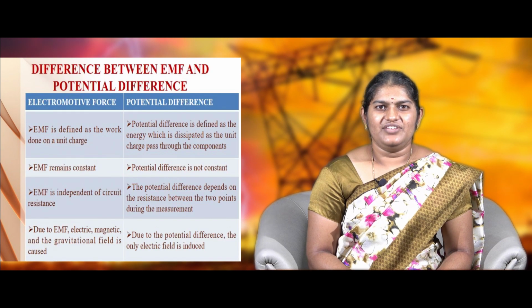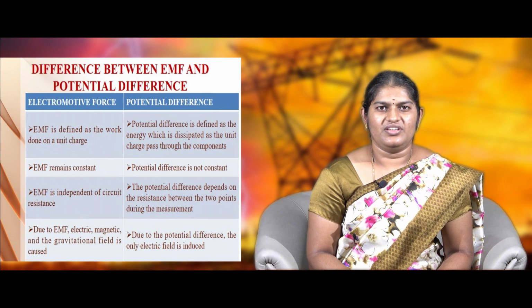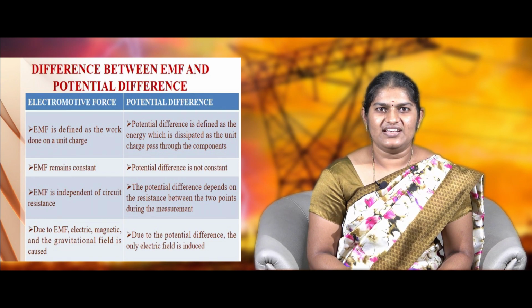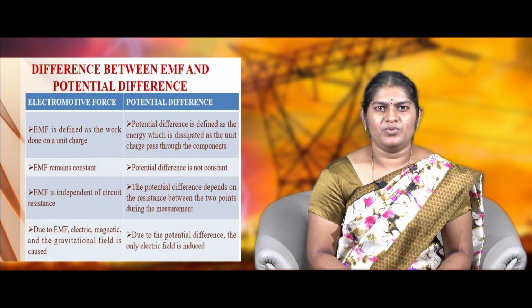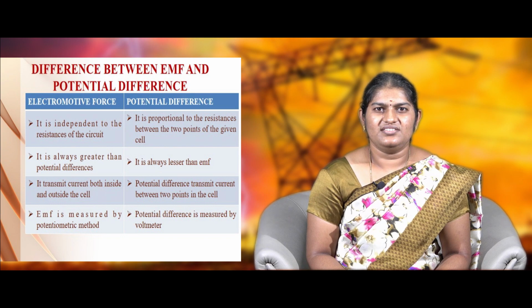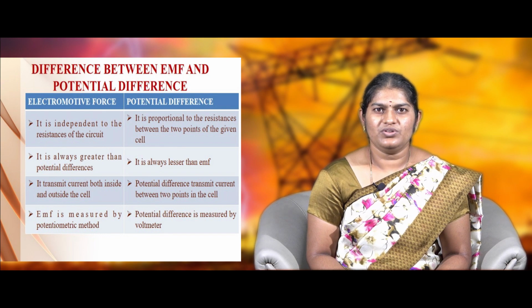Next, we are going to discuss the difference between potential difference and EMF. First EMF, then potential difference. EMF is defined as the work done on unit charge. Potential difference is defined as the energy dissipated on unit charge which passes through one component. EMF remains constant. Potential difference is not constant. Due to EMF, electric field, magnetic field and gravitational field can be caused. Due to potential difference, only an electric field is induced. EMF is independent of the resistance of the circuit. Potential difference is directly proportional to the resistance between two given points.